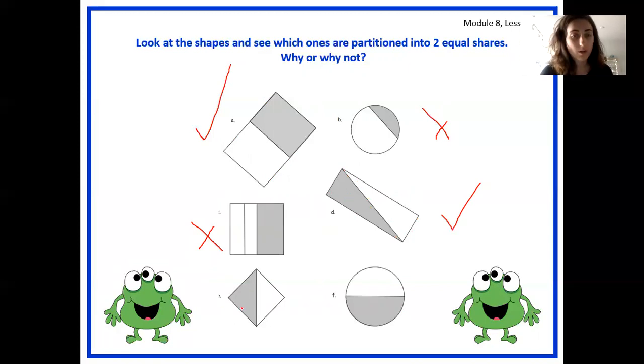What about this one? Yep, looks like it's good to go. This rhombus has one side. I guess this is a square. It's a square tilted. It has one side that is one half that is partitioned and shaded and unshaded. And F, yep, that looks just like our last one. That looks just the same, doesn't it, as our last one? So that one is partitioned into two equal shares.